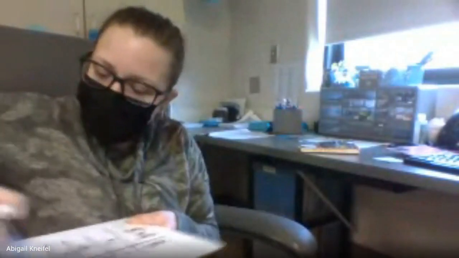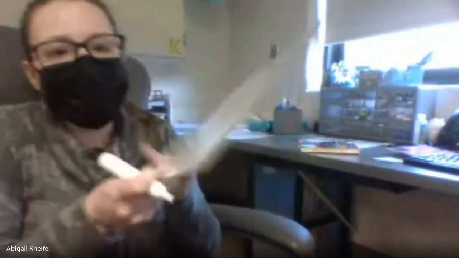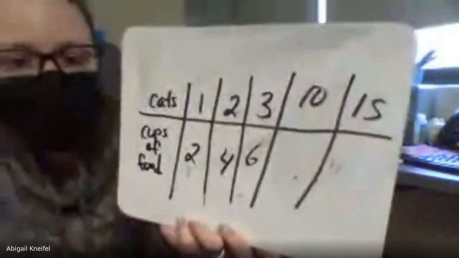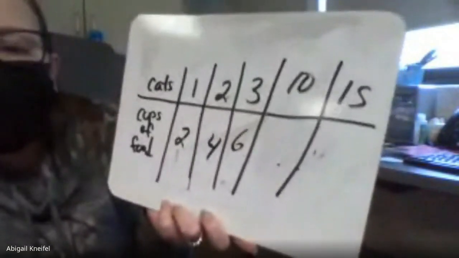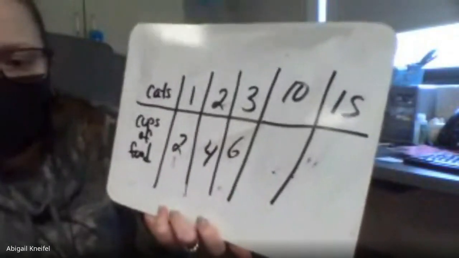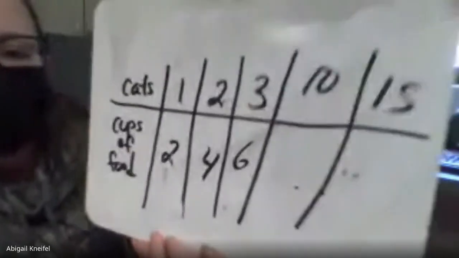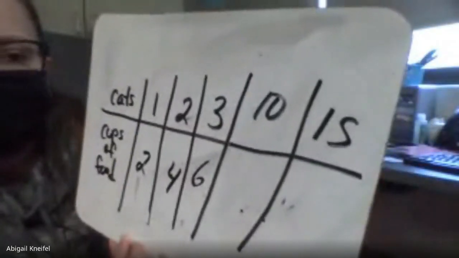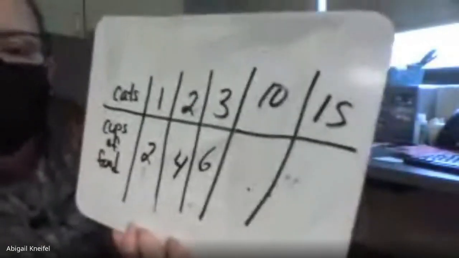Okay. Now, my next question is, what if I take away the 4 and the 5 and change those to 10 cats and 15 cats? Can you fill it in for 10 and 15? If I have 10 cats, how many cups of food do I need? If I have 15 cats, how many cups of food do I need? By knowing how much 1 cat needs, you should be able to find out 10 and 15. Fill it in for me.